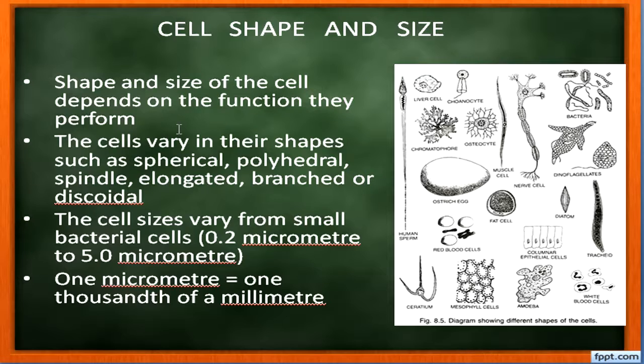Shape and size of the cell depend on the function they perform. The cells vary in their shapes such as spherical, polyhedral, spindle, elongated, branched or discoidal. The cell sizes vary from small bacterial cells, 0.2 micrometer to 5 micrometer. 1 micrometer is equal to 1,000th of a millimeter. Is it clear for you?